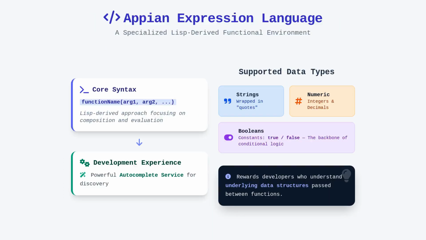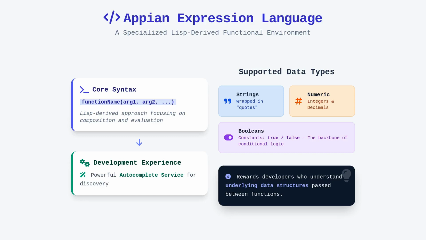If you have spent time in other programming environments, Appian's expression language will feel familiar yet specialized. At its core, the expression language works through function calls, which are structured as a function name followed by arguments encased in parentheses. You might recognize this as essentially a Lisp-derived syntax, where composition and evaluation of data are paramount. We represent data using standard types such as strings, which are wrapped in double quotes, integers, decimals, and booleans.